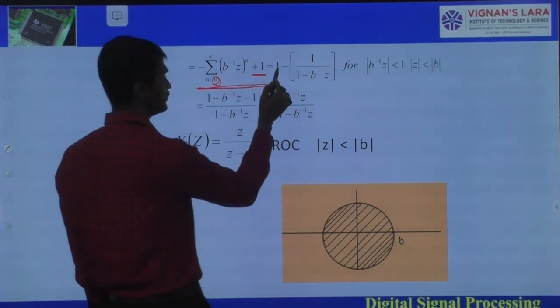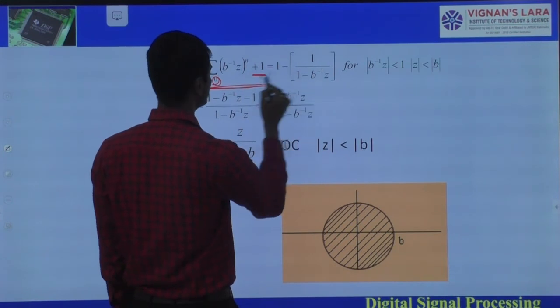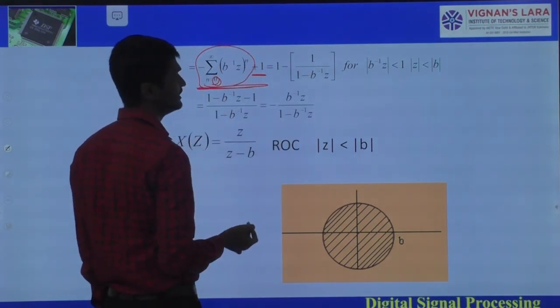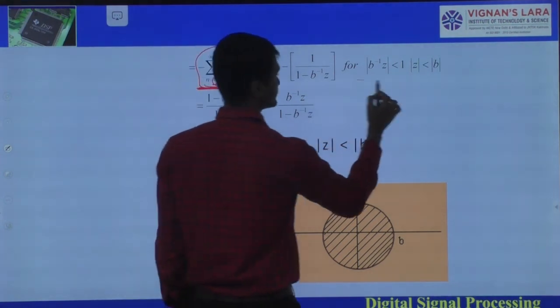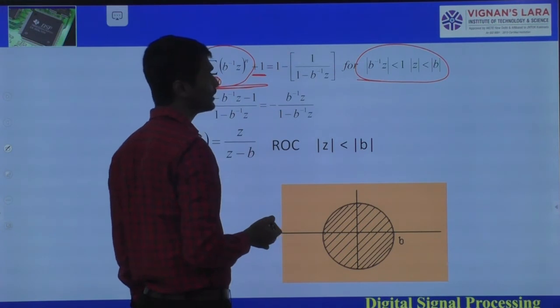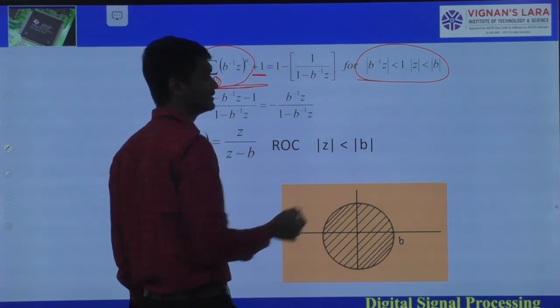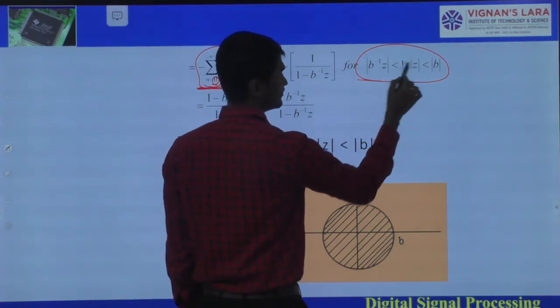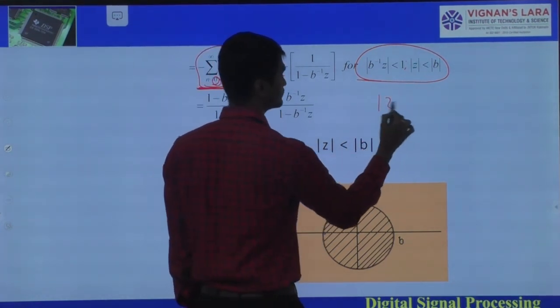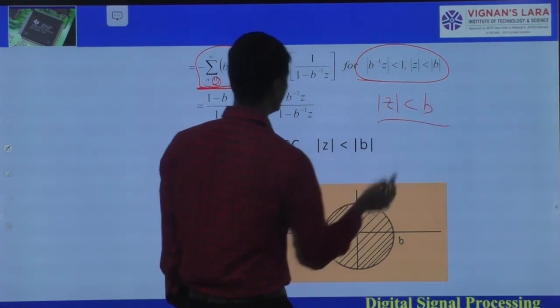Now 1 minus 1 by 1 minus b inverse z, this will be the 1 by 1 minus b inverse z. For this case, b inverse z should be less than 1. From that, mod z less than b. So the ROC is mod z less than b.